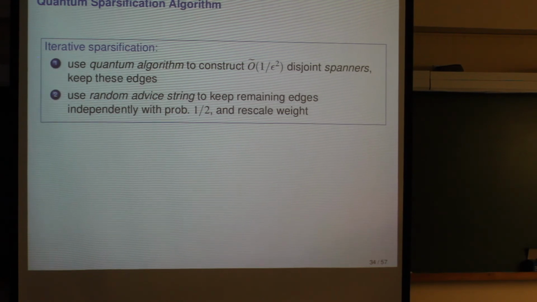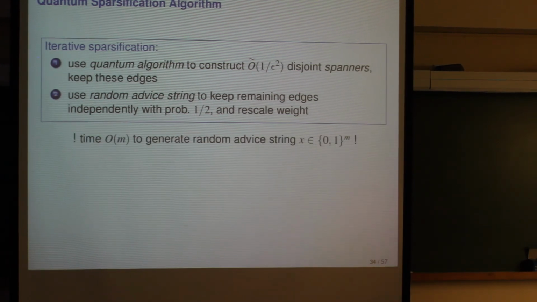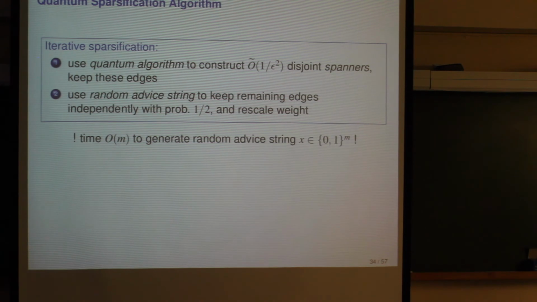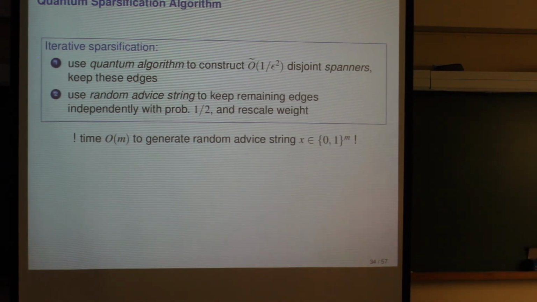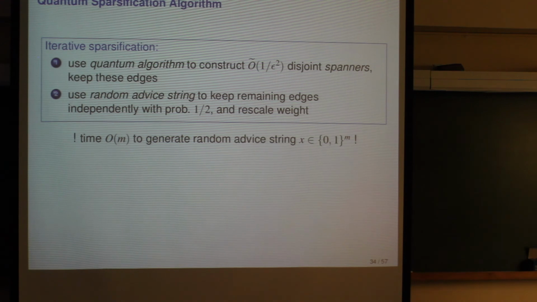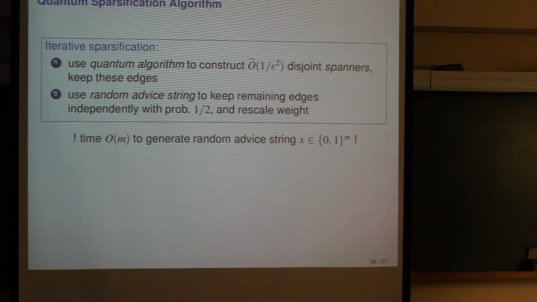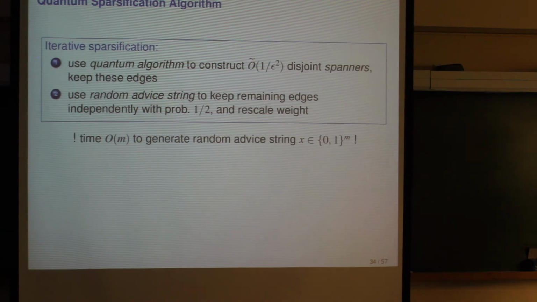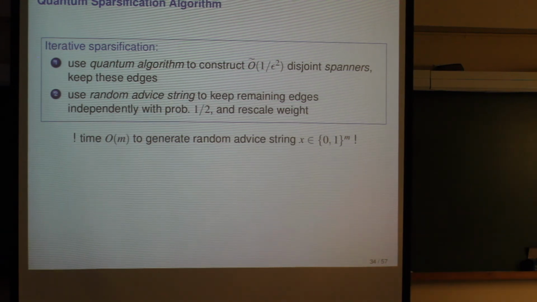And this brings us to this algorithm. But of course, there's a problem with this random advice string, right? Because we don't have time to generate it. It's a random advice string of m bits, and we want to do things in time square root of mn, which can be much smaller than m. So we cannot write down this string. We can also not assume that it's given, because why would it be given, right? So we have to be a bit smarter.